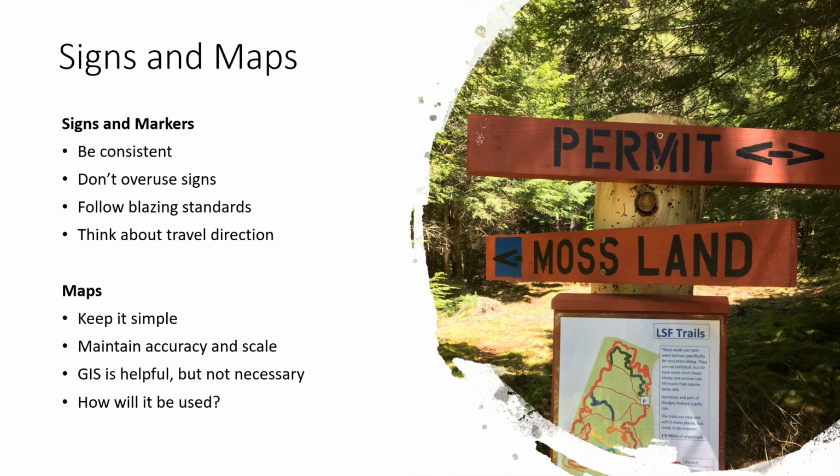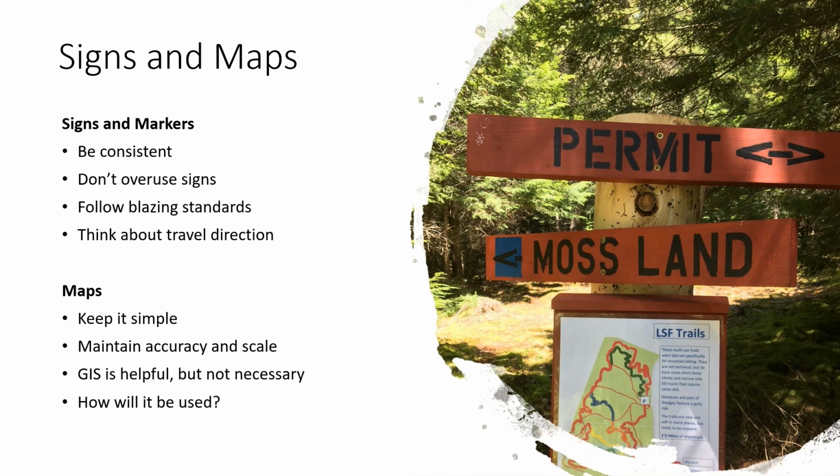They don't have to be fancy, but they should be consistent. You don't want to overuse signs or markers. Really, you want to focus those at junctions, in areas that are confusing. If you're in a dense stand of trees with lots of corners and it's winding, you might need to use more. If you're in an open forest where you can see well ahead of you, you can use less.